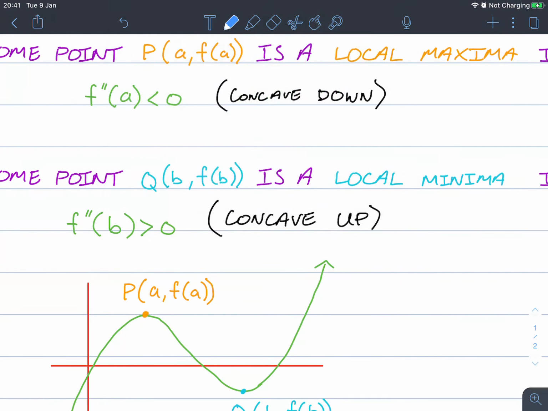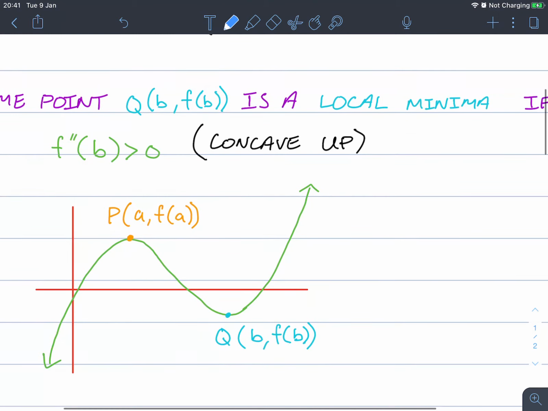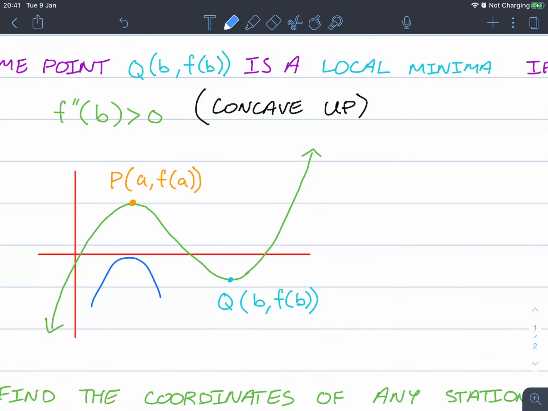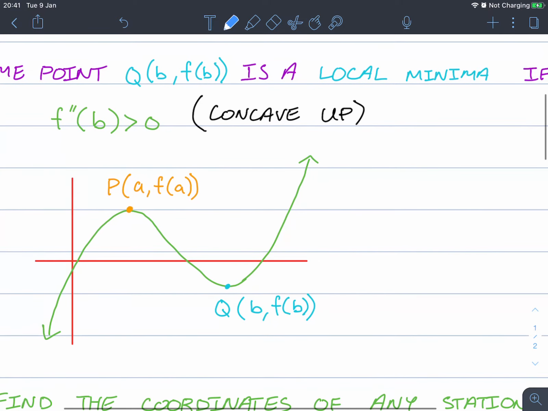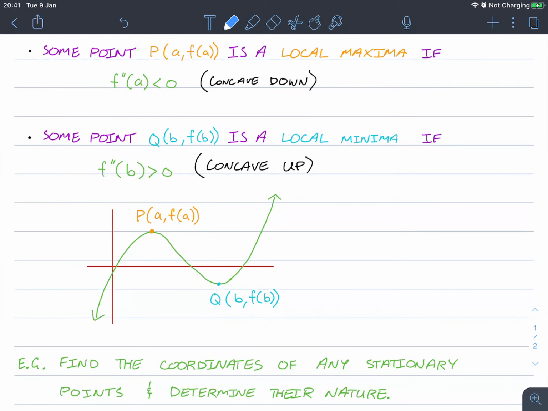Now the reason for this is if this point is concave down and it's stationary, then it must be a maxima, because points that are concave down like this have maximum points, and points such as this, if they are concave up, have minimum points, such as that one. So let's get straight into some examples.